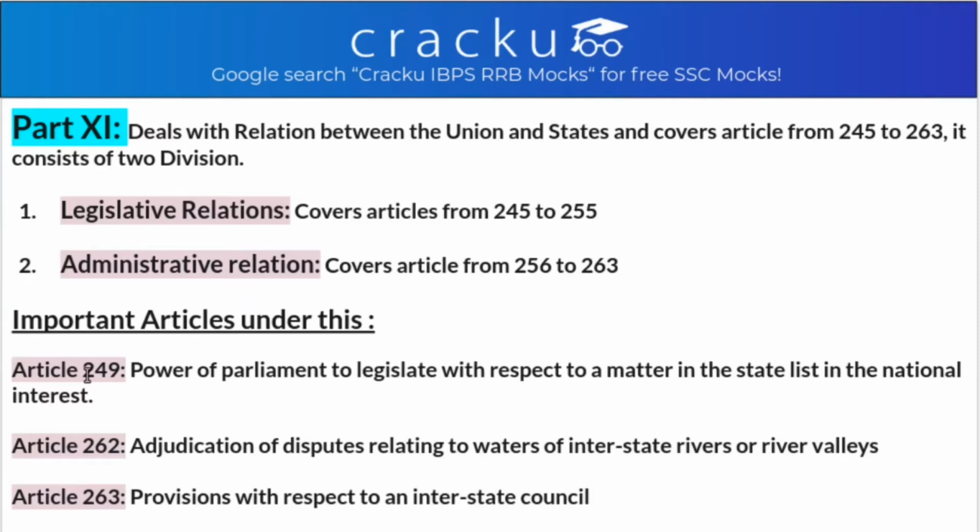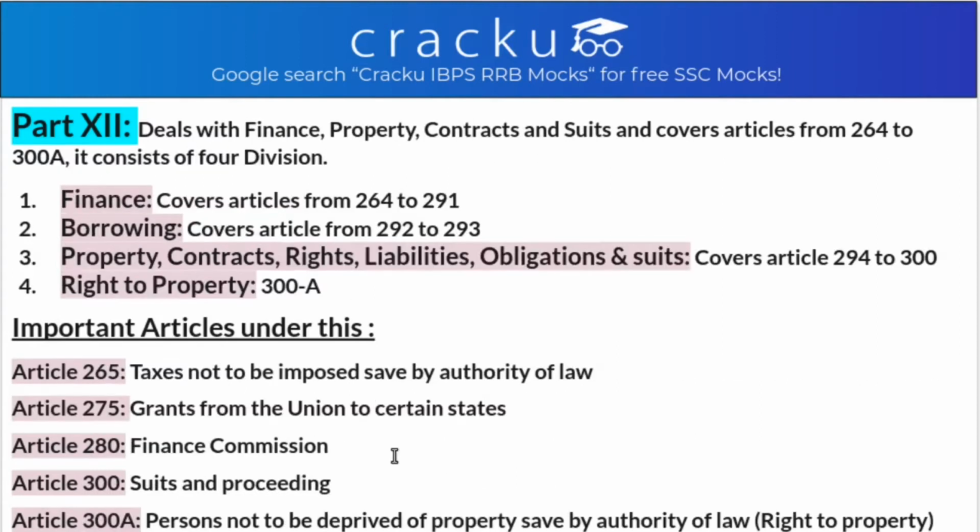It is article 249, which says power of parliament to legislate with respect to a matter in the state list in the national interest. The other article is article 262, which says adjudication of disputes relating to waters of interstate rivers or river valleys, and article 263, which says provisions with respect to an interstate council. So this is part 11. The next is part 12.